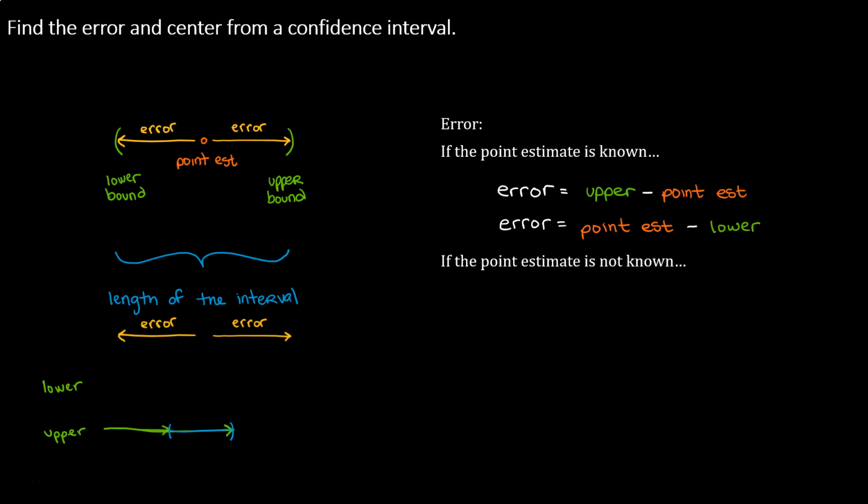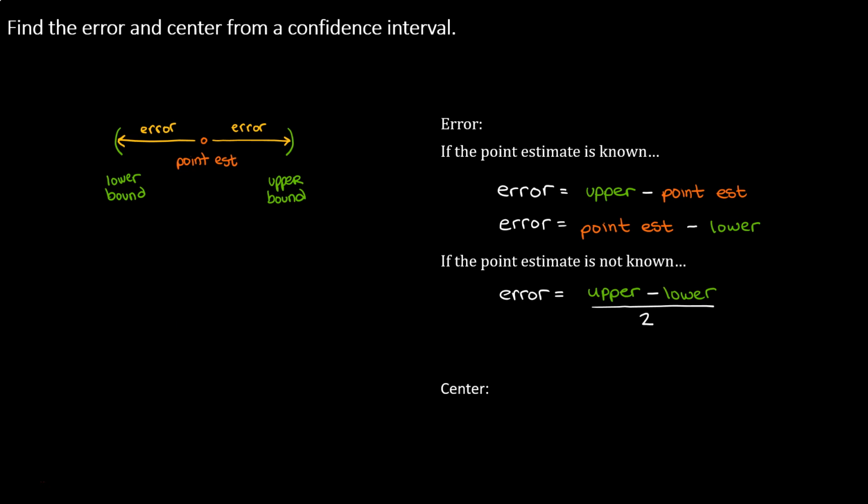And we know that the length of the interval is 2 times the value of the error, so I just need to split that in half. So to find the error, I'll do the difference from the upper to the lower boundary to find the length of the interval, and then divide it by 2.